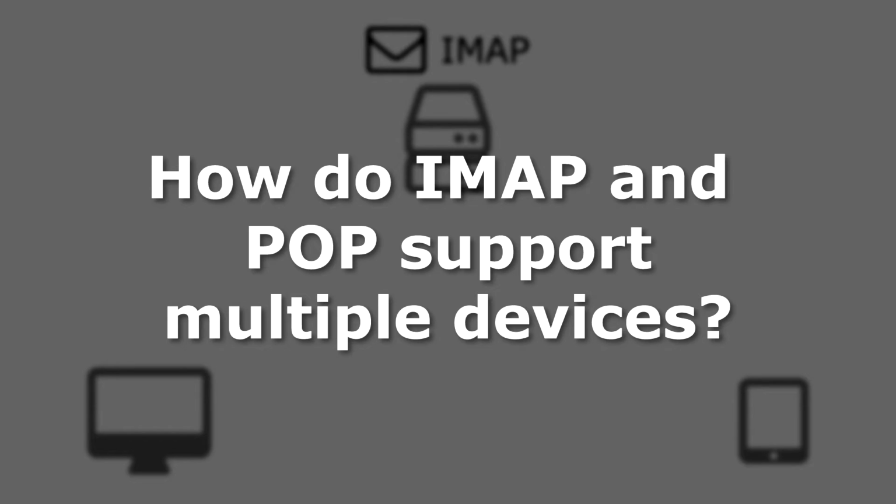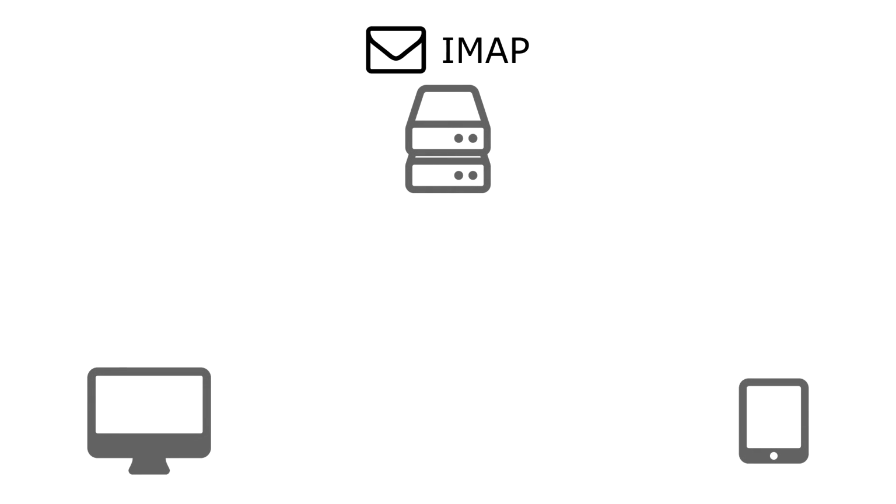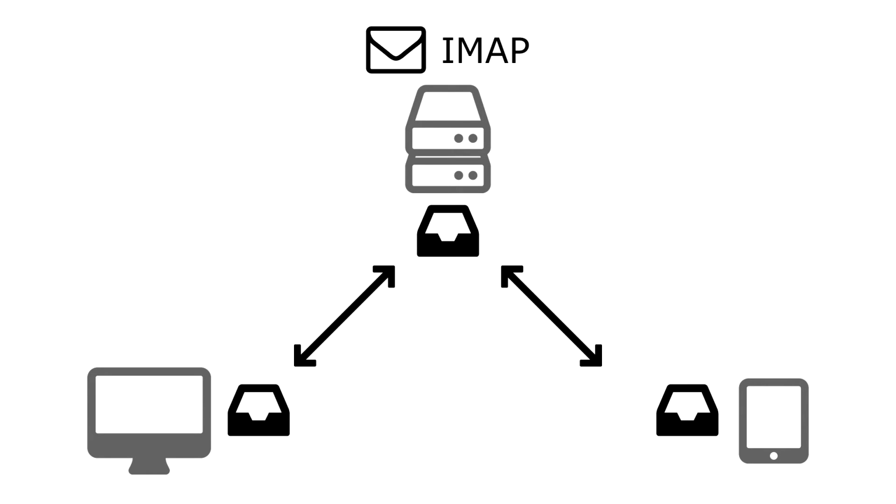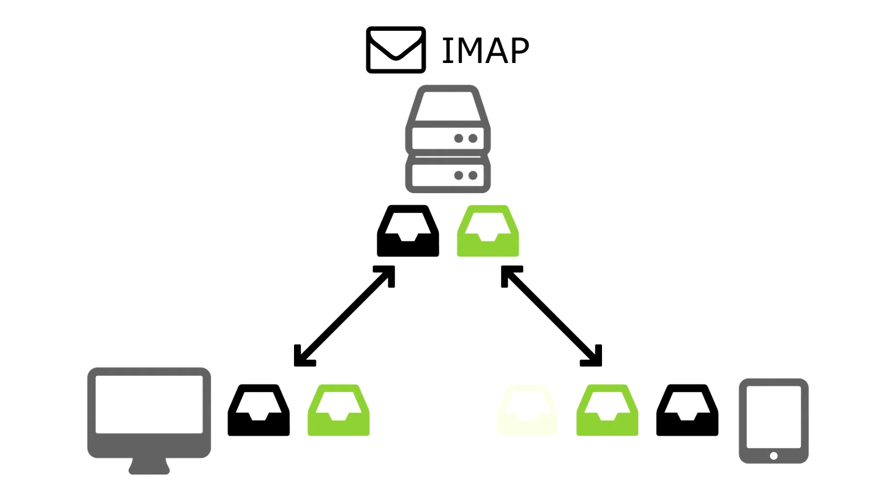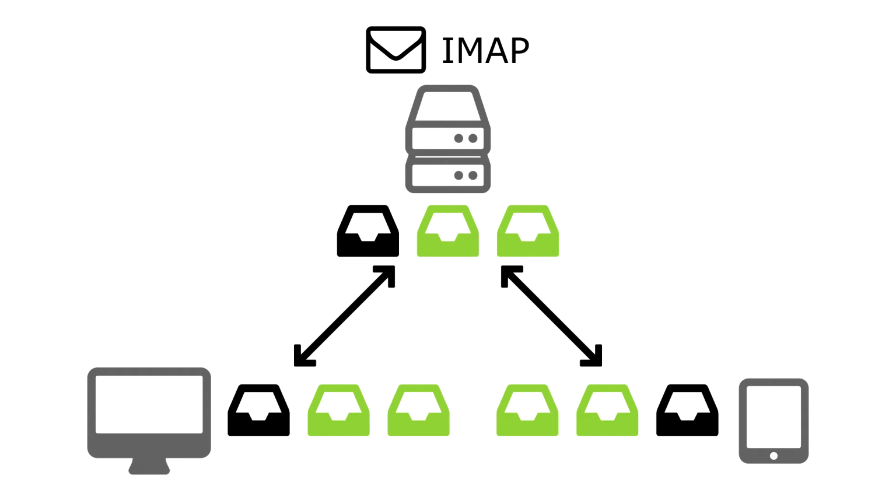So how do IMAP and POP support multiple devices? IMAP was built with multi-device support in mind. IMAP synchronizes all of the mailboxes and folders between the email client and the server using the information on the server as the master copy. This means that not only does your inbox stay up to date, but the sent folder and any custom folders stay up to date as well.